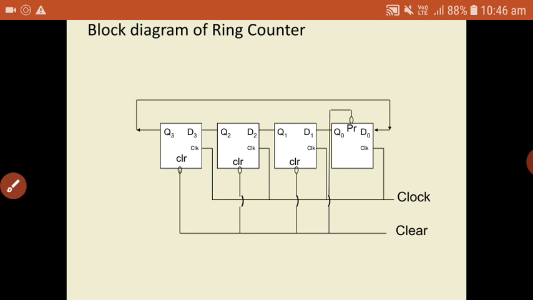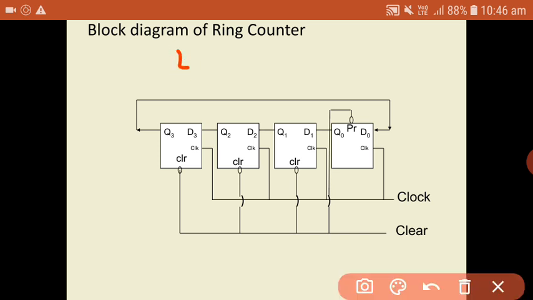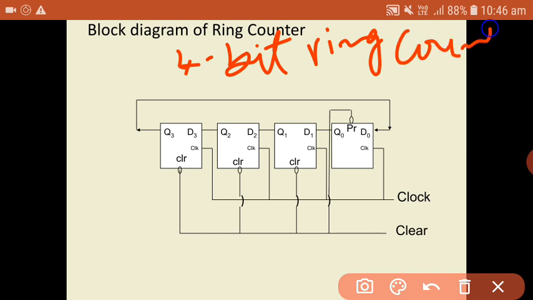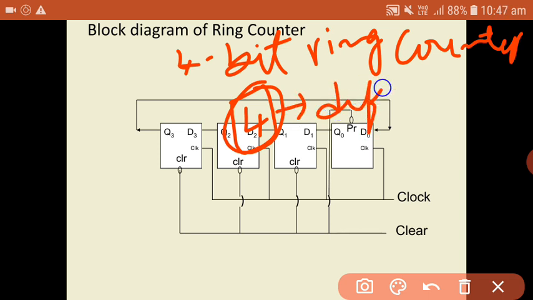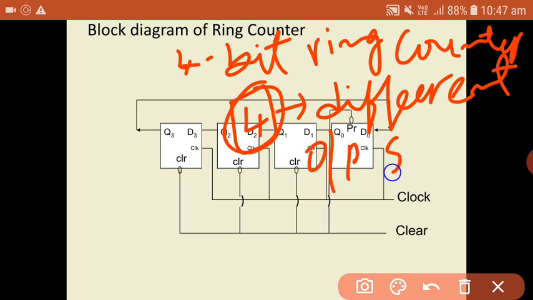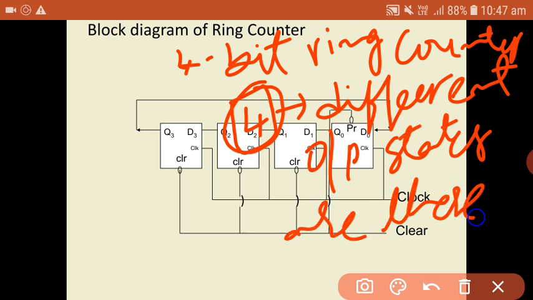When it comes to the synchronous ring counter, I am now considering a 4-bit ring counter. By using a 4-bit ring counter, how many clock pulses can it count? Only 4 clock pulses. That means only 4 different output states are there. That is the difference between a ripple counter and a ring counter, between an asynchronous counter and a synchronous counter.